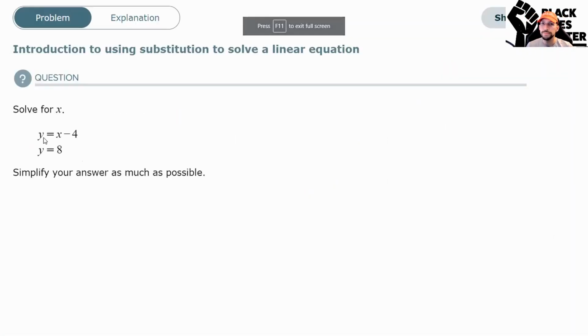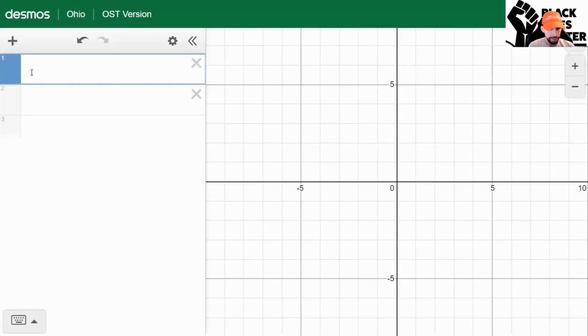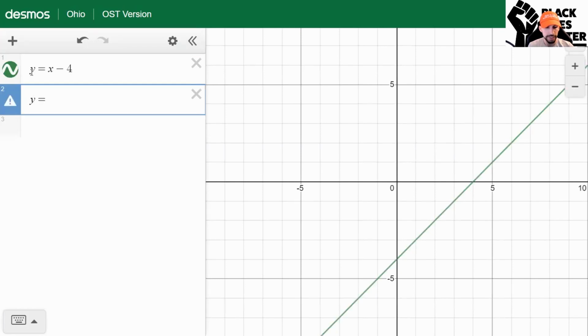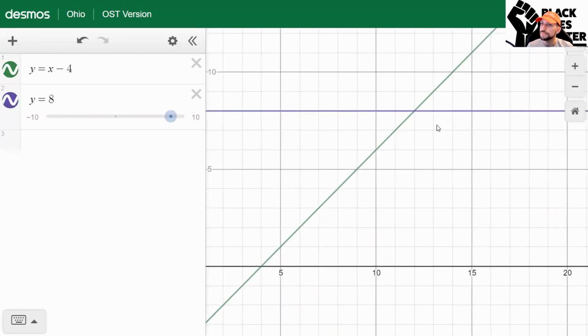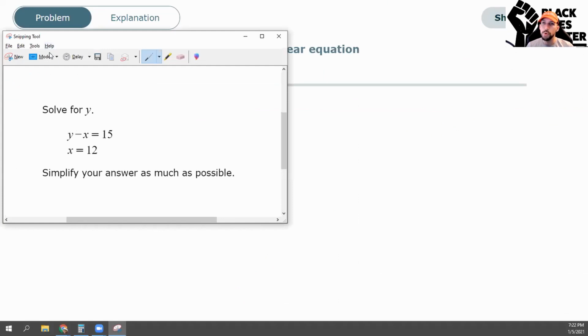Let's do this one. Y equals x minus 4, and y equals 8. Look where they intersect. 12. Now this is the correct solution. I will do it algebraically, but I just wanted to show you that even if you forget everything in terms of the algebraic solutions to these types of equations, you can still find the answers, the solutions, with the Desmos graphing calculator. Let's do it the boring way.